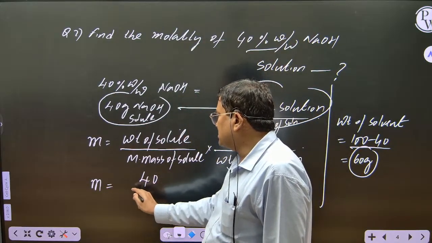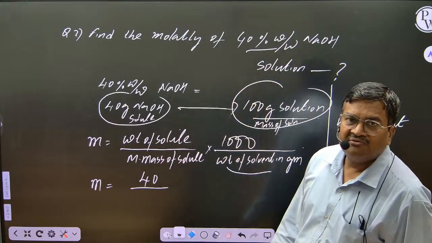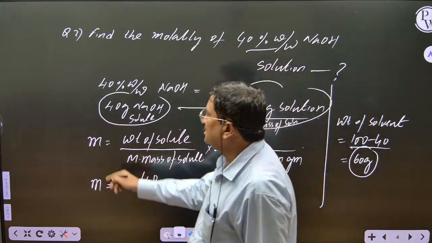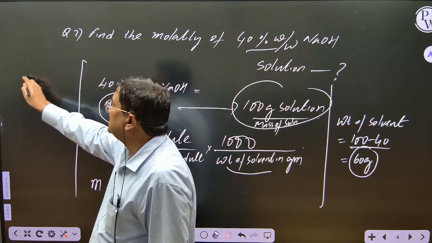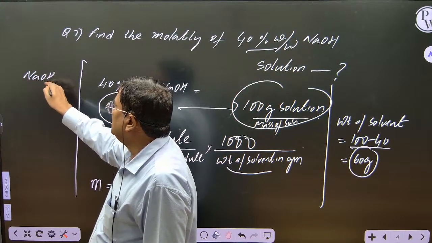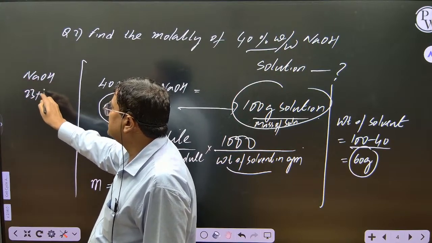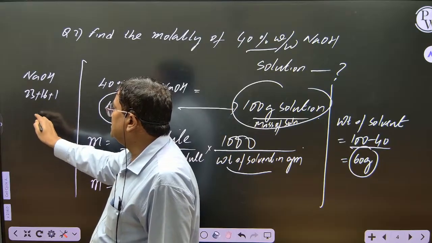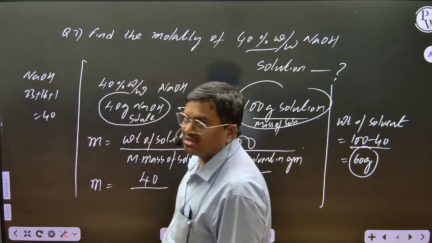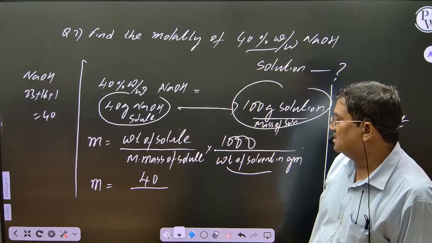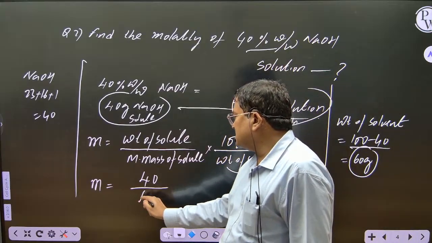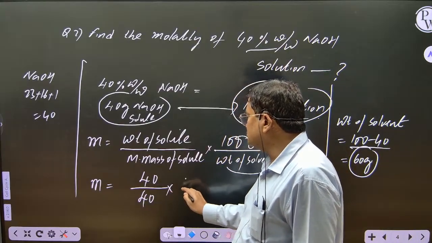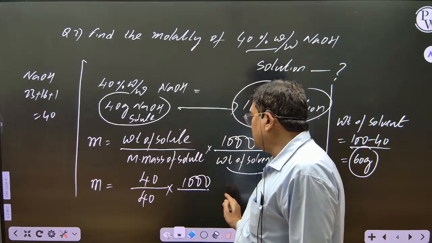What is the molar mass of NaOH, students? Find out the molar mass. You know sodium's atomic mass is how much? 23. So 23 plus oxygen 16 plus 1. When you add this, it comes to 40. Check whether it is coming 40 or not. So in place of molar mass, I am writing 40, into 1000 by the weight of solvent.